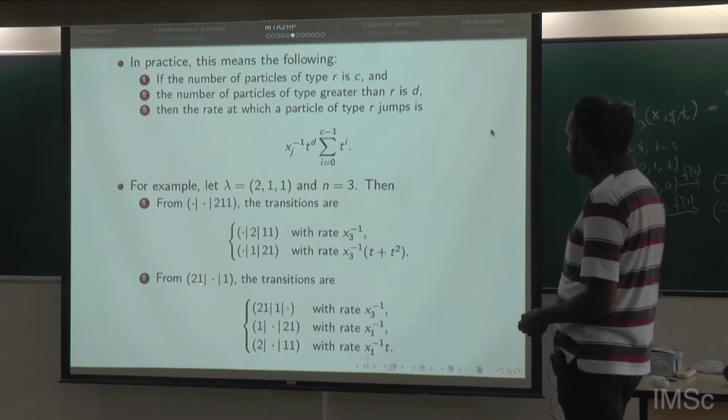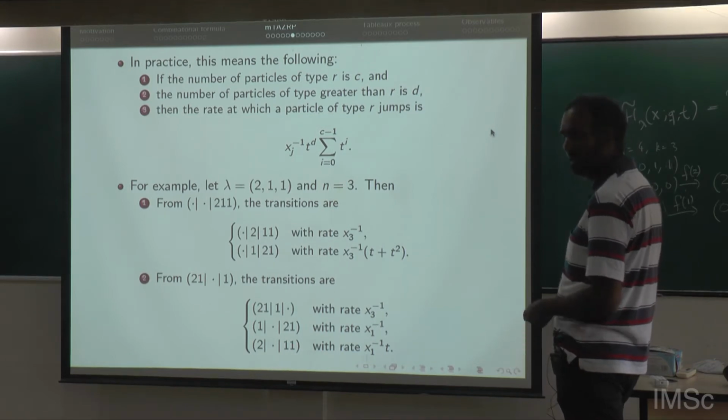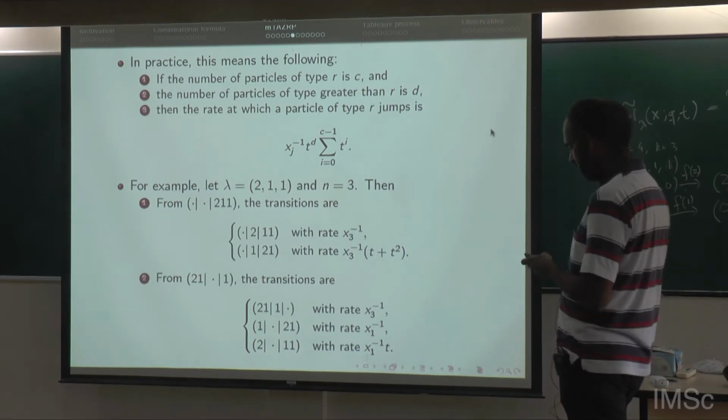And just to give another example, from this configuration 2, 1, empty, 1, the 1 moves left with rate 1 by x3. This 2 moves left, which means comes to the third site, with rate 1 by x1, and this 1 moves left and comes to the third site with rate t by x. Okay, so that's how it goes.